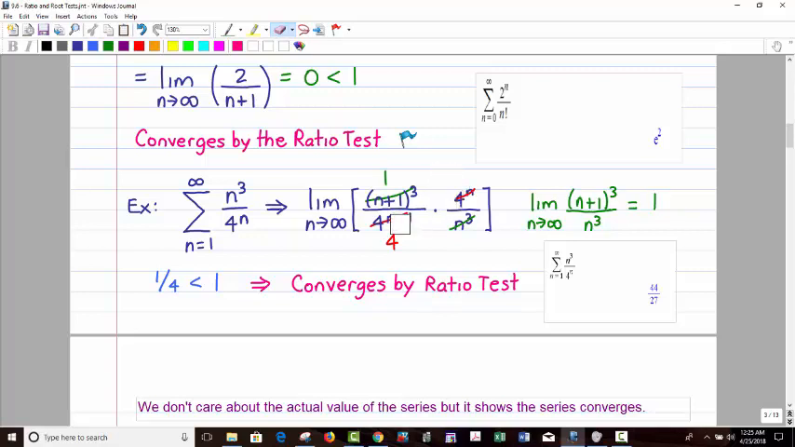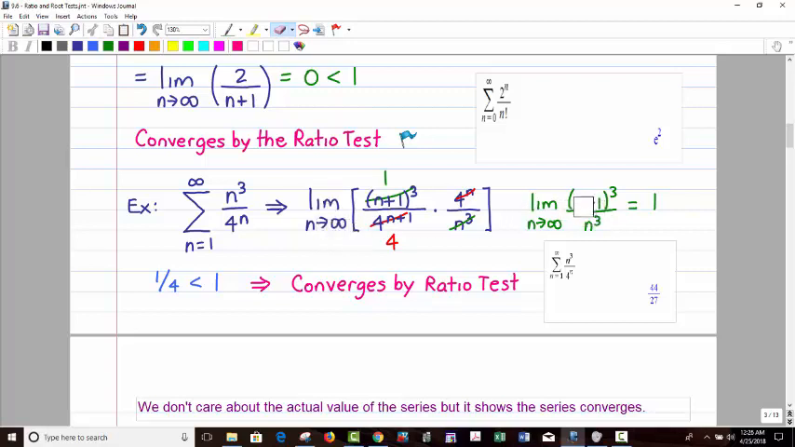Now, similar to the last one, I didn't write it out here, but 4 to the n plus 1 is 4 to the n times 4 to the 1. So the 4 to the n's cancel out and leave you a 4 on the bottom. Now, let me come over here and show you what's going on. Obviously, these terms do not cancel algebraically. In other words, from an algebra standpoint, they don't cancel. But keep in mind, we're evaluating these as the limit as n goes to infinity.